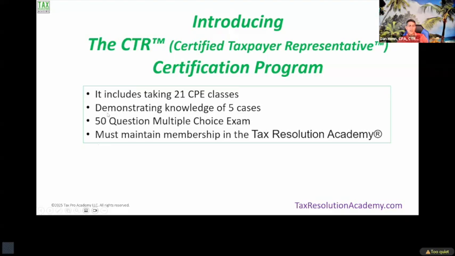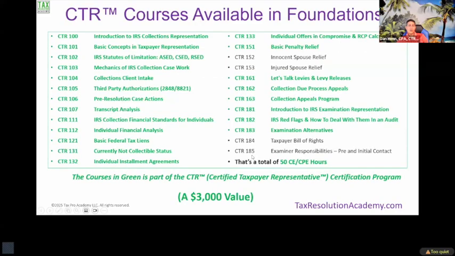And then you take a 50-question multiple choice exam that is actually fairly simple. It's not overly complicated, and if you've taken these 21 classes, you'll know all the answers. And you have to maintain your membership in the Tax Resolution Academy. Now, here on the screen are 25 classes available at our foundations level, and all the classes in green are the 21 classes you would need to take to be eligible.